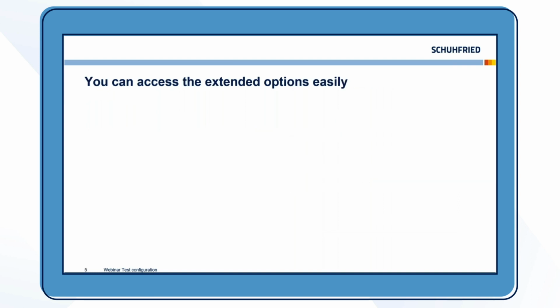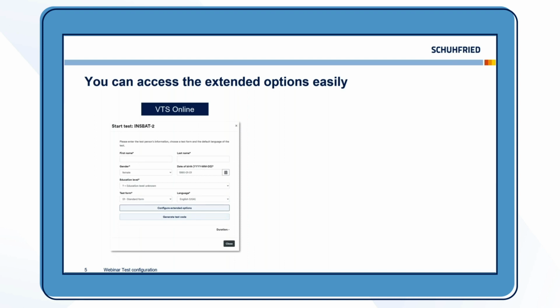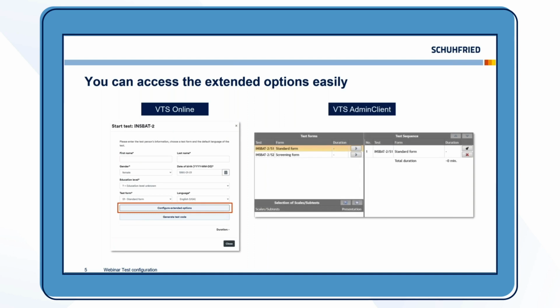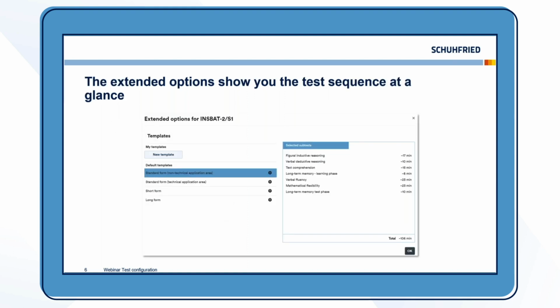You can access these extended options easily in VTS Online. You just press the button Configure Extended Options. In the VTS admin client, you select the INSBAT-2, add it to a test sequence, and then click the little cogs button. And then you will be taken to the next screen, which are the extended options, and they show you the test sequence at a glance. On the right side here, you can see the selected subtests and the order in which they will appear. You can also see the expected estimated time and the total time in the bottom right corner.